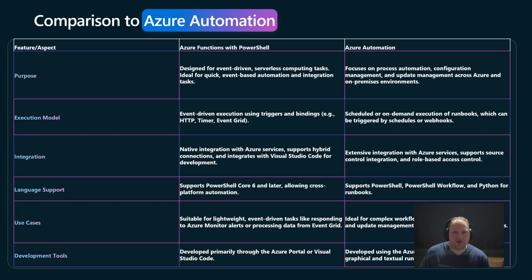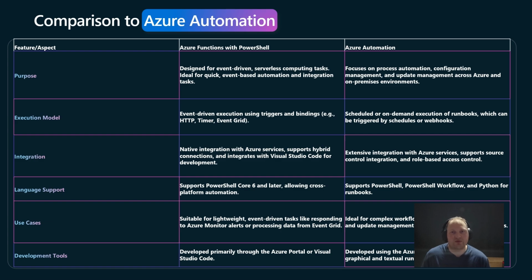But now let's examine some use cases. Azure Functions is great for those lightweight, event-driven tasks, such as responding to real-time alerts or performing ad hoc operations based on triggers. In contrast, Azure Automation is really the go-to solution around configuration management and management tasks across hybrid environments. The development tools for both Azure Automation and Azure Functions are very similar, where you can use the Visual Studio Code extension for Azure Functions, and the same thing for Azure Automation as well.